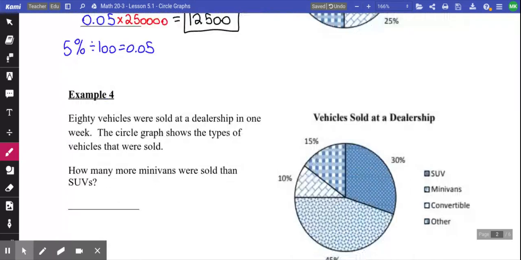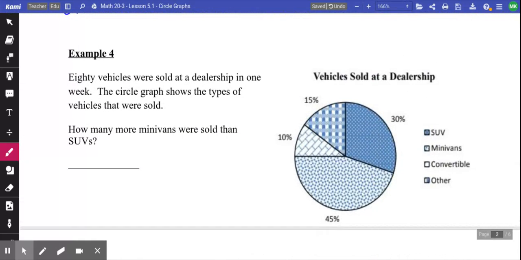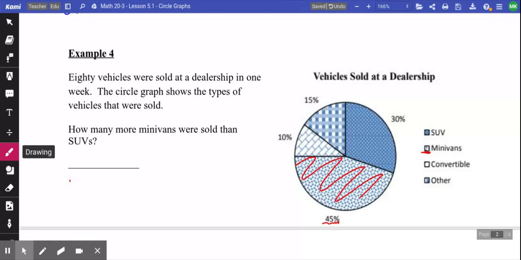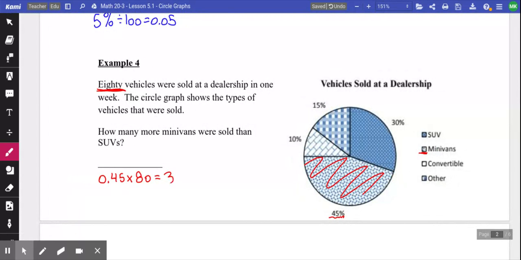Fantastic. Number 4. It says 80 vehicles were sold at a dealership in 1 week. The circle graph shows the type of vehicle sold. How many more minivans were sold than SUVs? So they're asking how many more minivans, so I've got to figure out the number of minivans. Minivans is this checkered one right here, and there's 45% of them. So to figure out the number of minivans, it's 0.45 multiplied by the 80 vehicles in total. I go 0.45 times 80, and I get 36 vehicles or minivans.